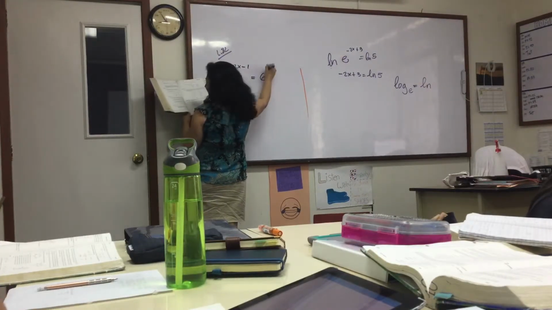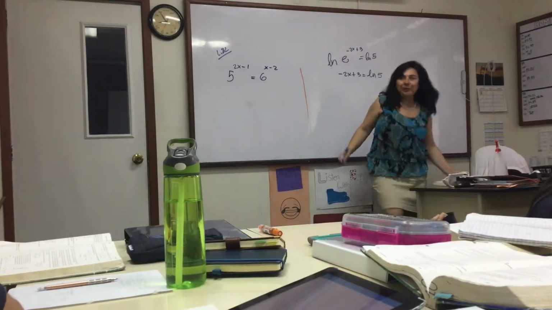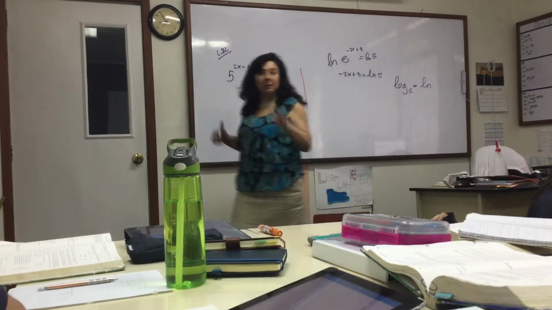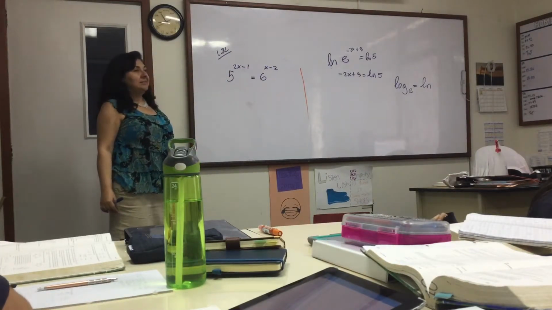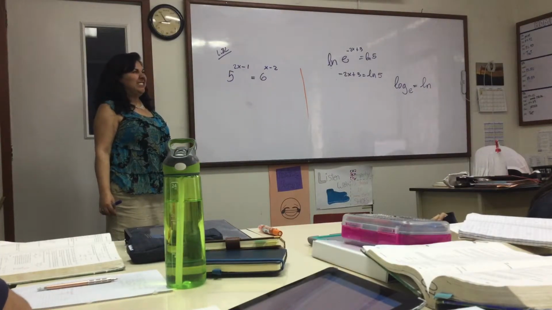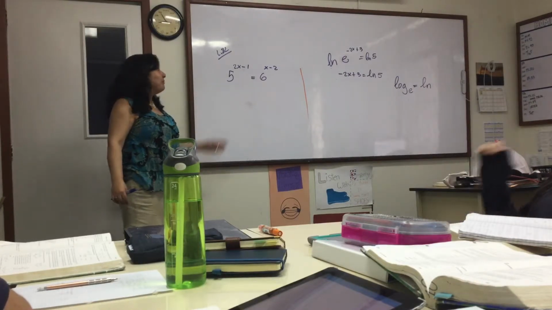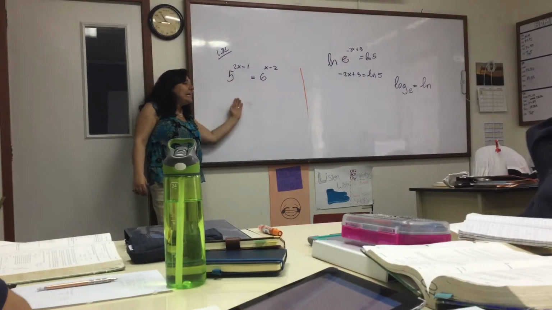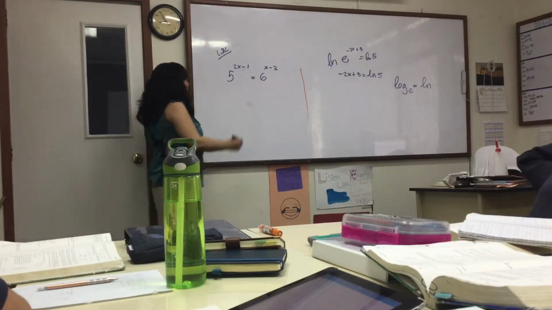Okay, this one's a little bit more interesting and a little bit weirder. What are we going to do? You have 5 to the 2x minus 1 equals 6 to the x minus 2. What do all of these have in common to be able to solve them if you're trying to bring the exponent down? Natural. Logarithm. You use logarithm.